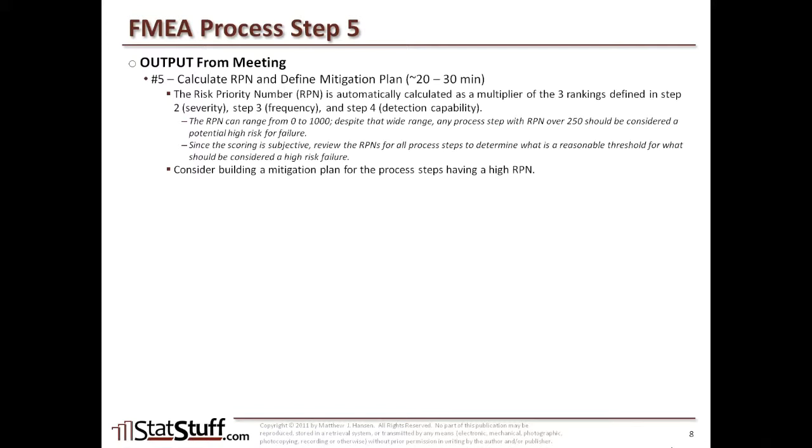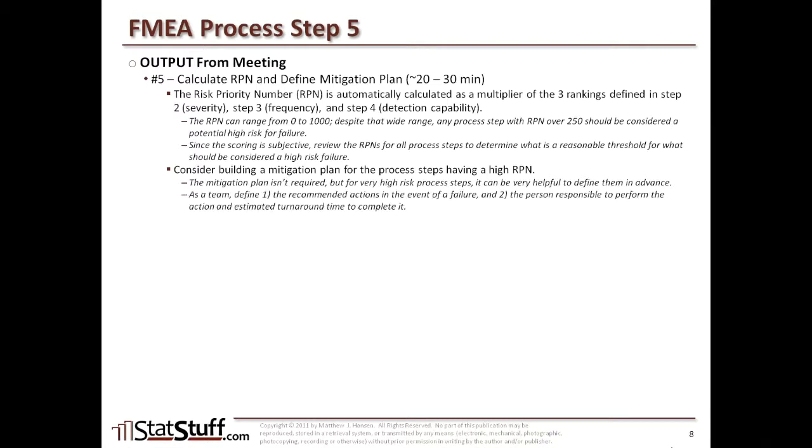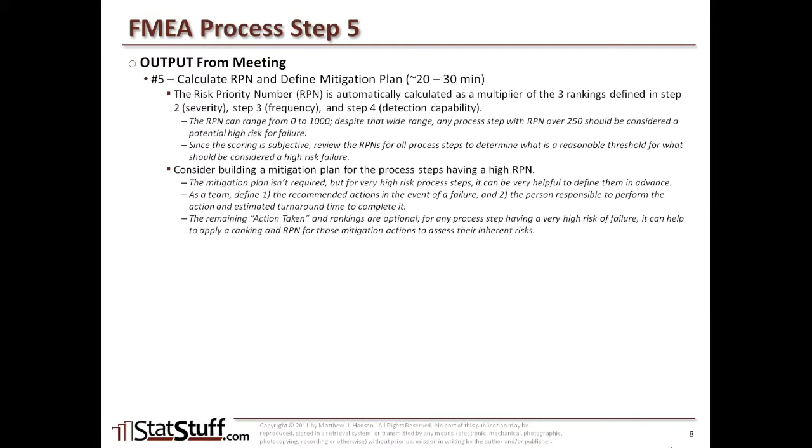So after that, you'd want to go through those items that are high risk, and you want to consider building a mitigation plan for the process steps that have that high RPN value. Now the mitigation plan isn't something that's required, but for something that has a high risk for any process steps, it could be very helpful to define that plan in advance. So as a team, what you could do is define a couple things. First, the recommended actions in the event of a failure, as well as the person who's responsible to perform the action and estimated turnaround time to complete that action.